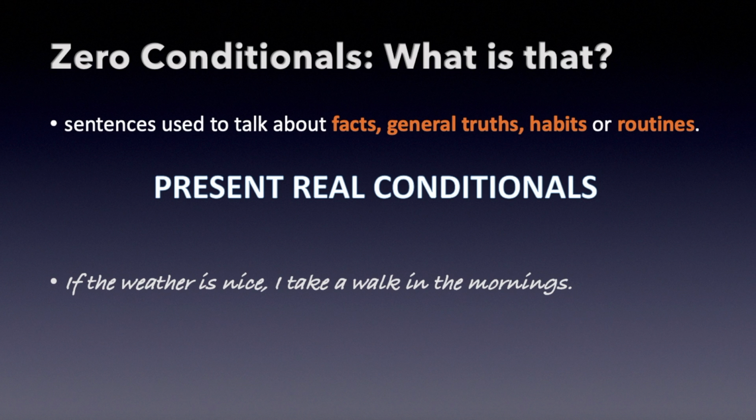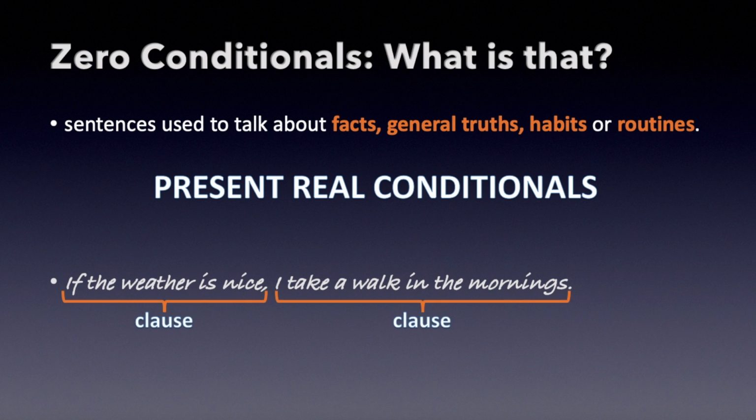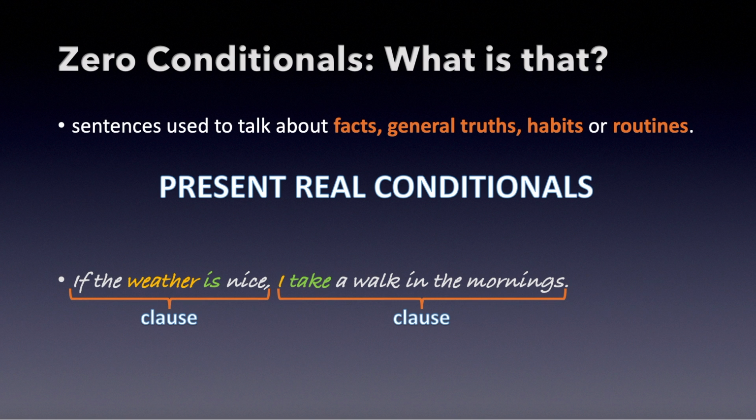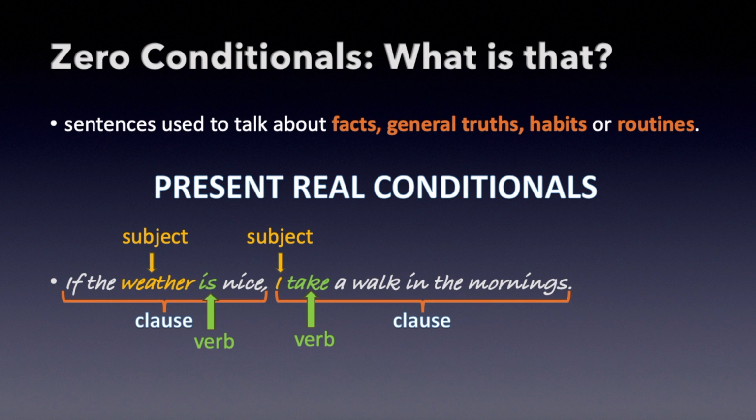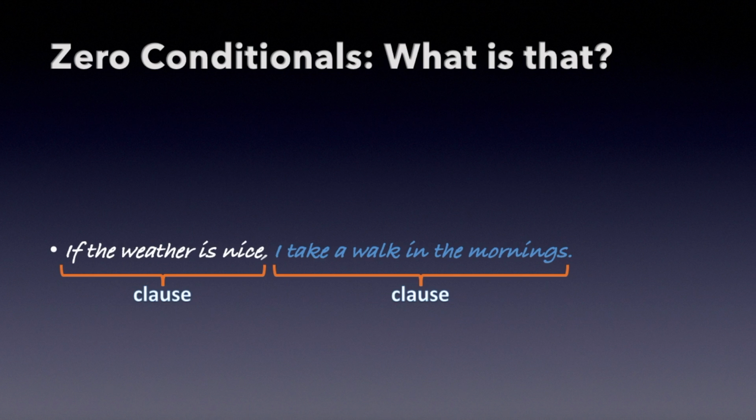If you were listening carefully, you would have noticed that zero conditionals use two clauses. Do you remember what a clause is? It's a group of words that have a subject and a verb. So we have two clauses here, but only one sentence. That's because not all clauses are sentences. Look at the sentence I gave you. The first clause is, if the weather is nice. Remember, this has a subject, which is weather, and a verb, which is.